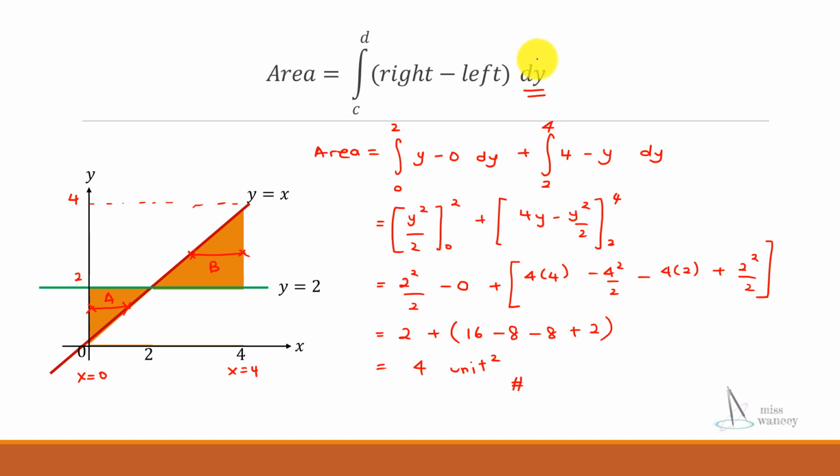Okay, so again, I should remind you, if this one is dy, the values of c and d here must follow the values of y. So the upper limit and the lower limit follow the y, and then by doing a horizontal line, check which function is on your right hand side and which function is on the left hand side. So it will be function on the right hand side minus function on the left hand side. And don't forget to always make sure you have x as your subject, and take this one as your right hand side. And if you have x as your subject, that will be the left hand side.